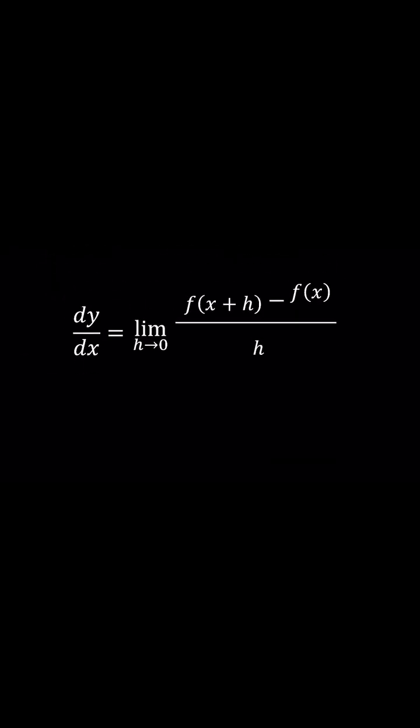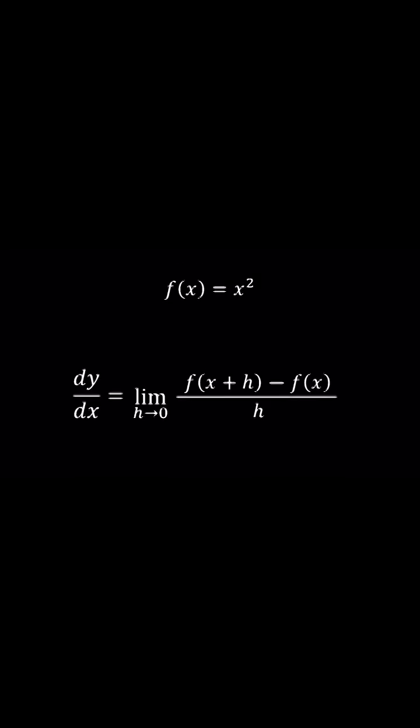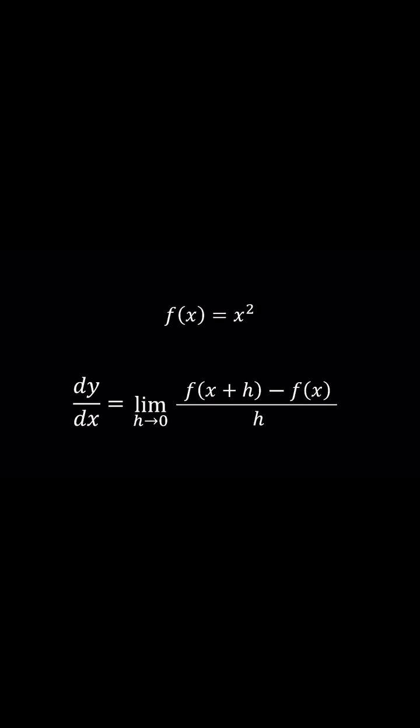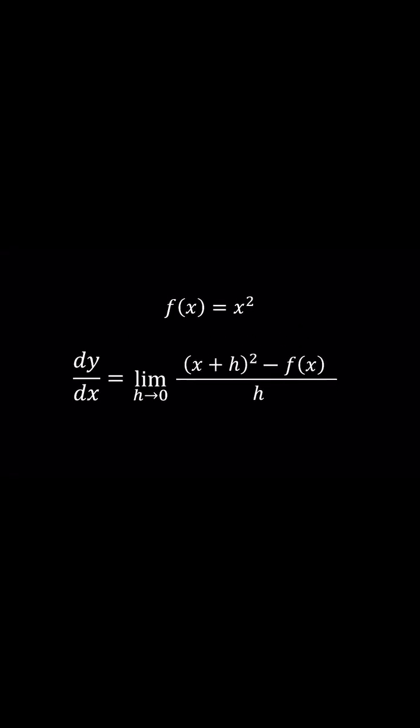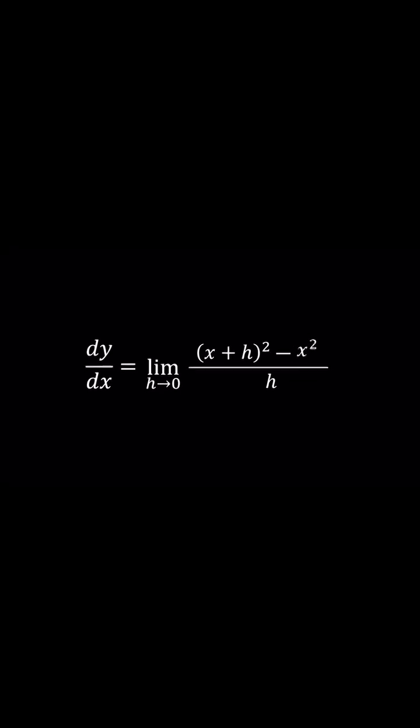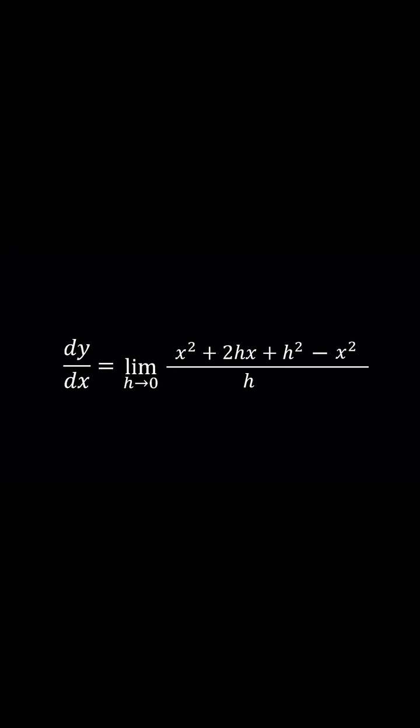For example, let's differentiate f of x equals x squared from first principles. Start with the formula. Substitute f of x plus h as x plus h squared, for f of x equals x squared. The formula becomes x plus h squared minus x squared, all divided by h. Expand the numerator to get x squared plus 2xh plus h squared minus x squared.